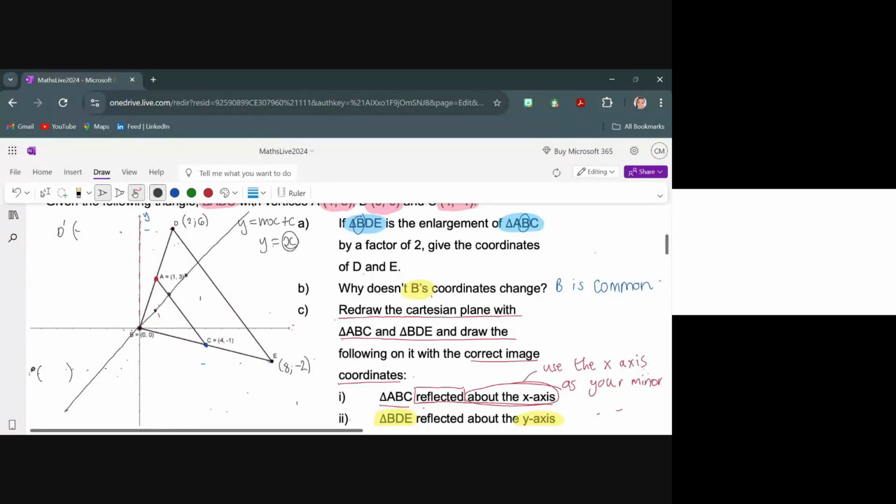Are we all in agreement? Right, because it's the equation of a straight line with a gradient of 1. That's what it is. The gradient is 1. All right. So I now know that I have to use this as a mirror.